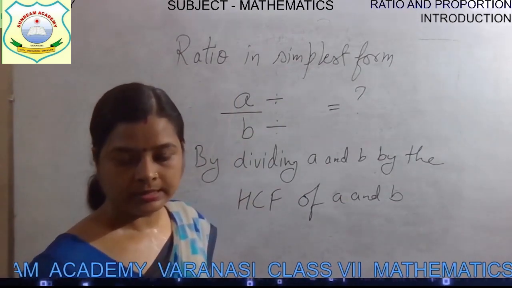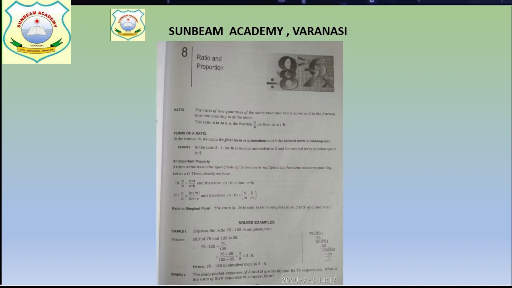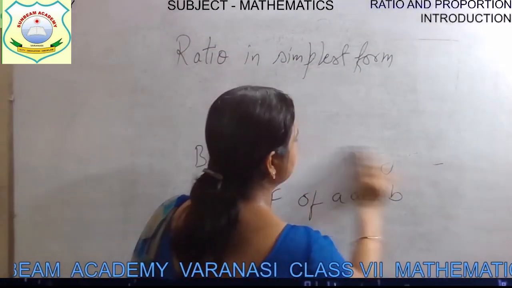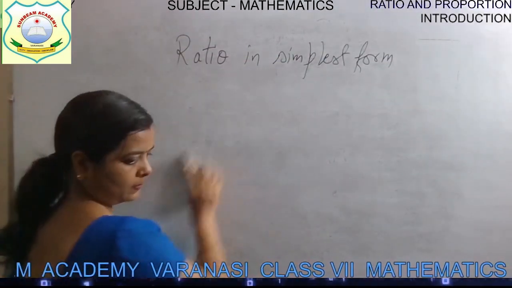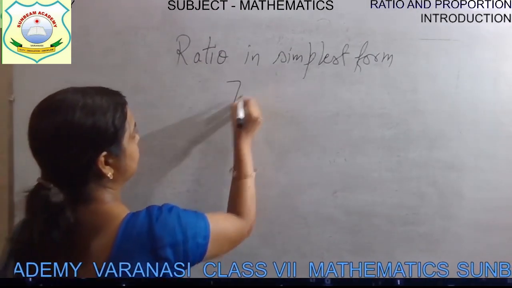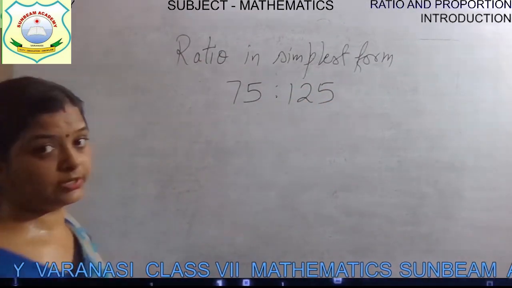Okay. Now let's see another question. The question is, express the ratio 75 and 125 in simplest form. Express the ratio 75 is to 125 in simplest form. Let's take it. I am taking the example from your book. 75 is to 125. This is the ratio.